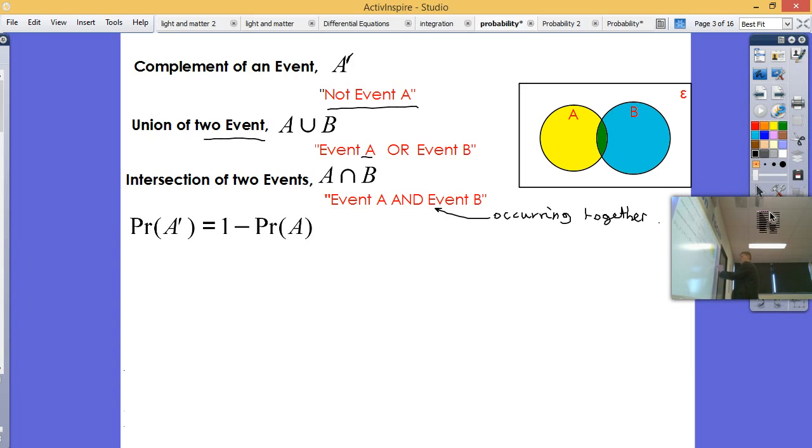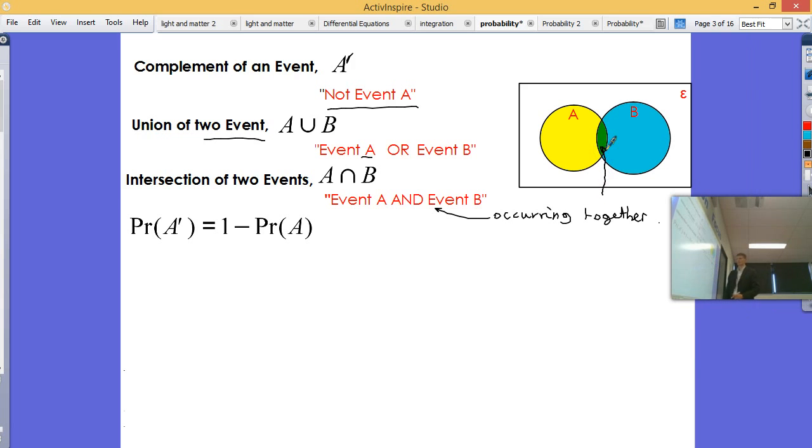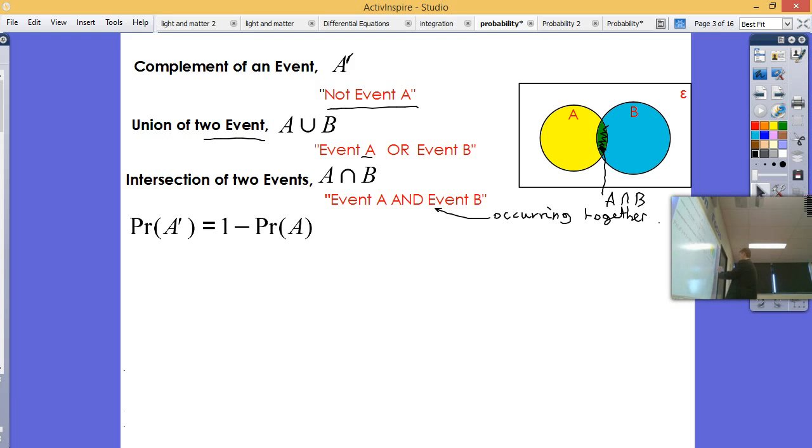Now, we like to have our Venn diagram to help us think about things, because here, the green section right there is what we call our intersect. A intersect B, the region that pertains to both A and B. We have rules for working out the probabilities of each of these types of composite events. So here's the rule: 1 minus the probability of A gives us the complement of A.